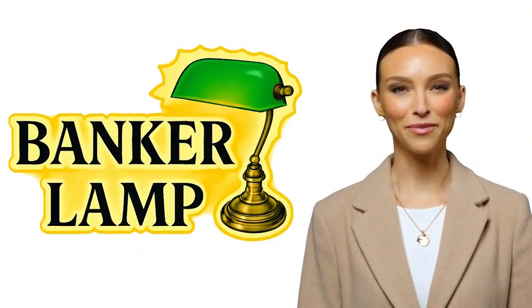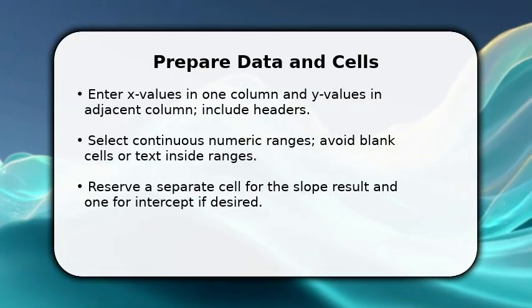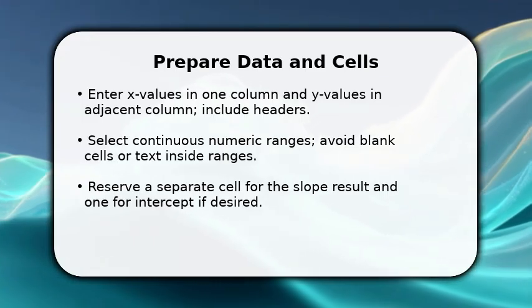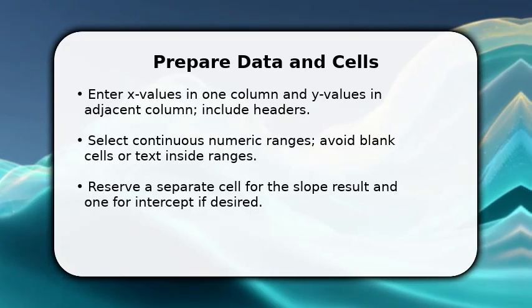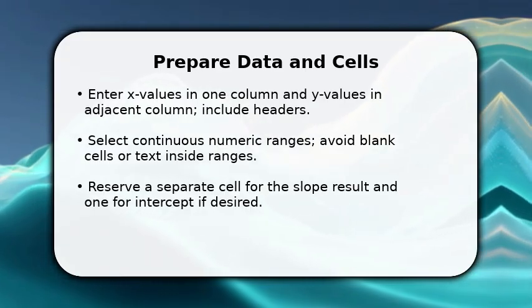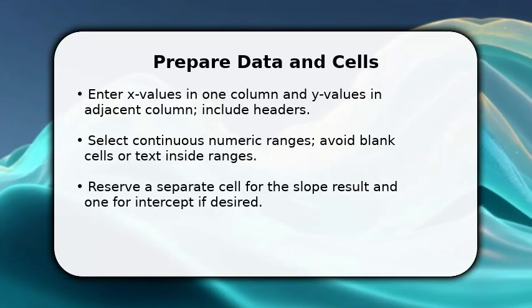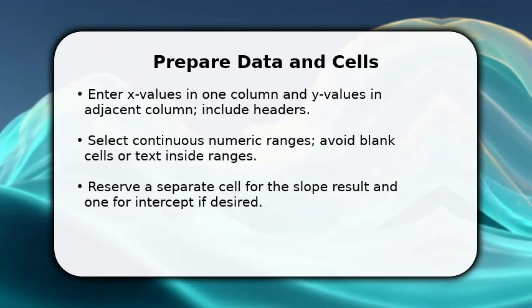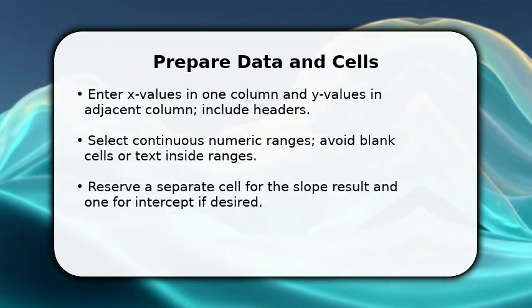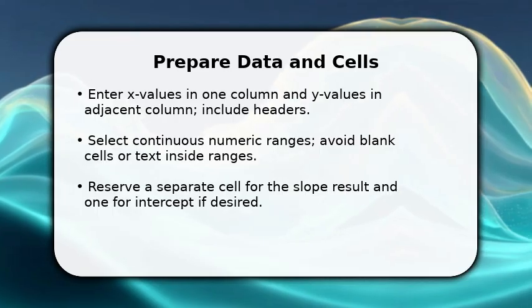Please enjoy the video. You start by ensuring your X and Y data are clean and adjacent. You want numbers only and consistent ranges. Once done, click the cell where the slope will appear and note the exact range addresses like A2, A11 and B2, B11. Make sure to remove headers from selected ranges or include them correctly in formula arguments.